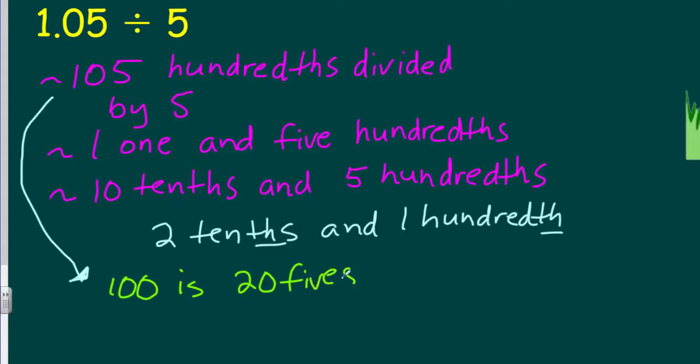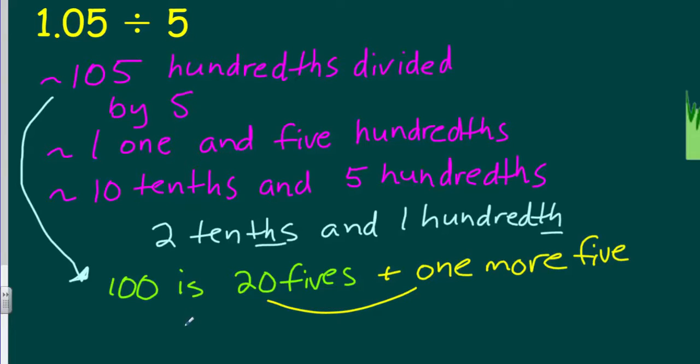I'm trying to write those notes down. Plus one more 5. And I just had that 20 plus 1. So I'd have 21, and because I was dealing with a unit form of hundredths, I just have 21 hundredths.